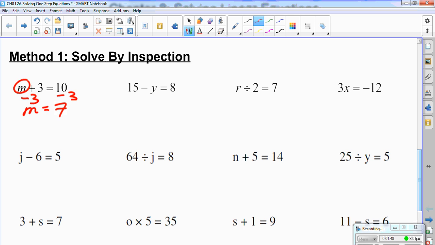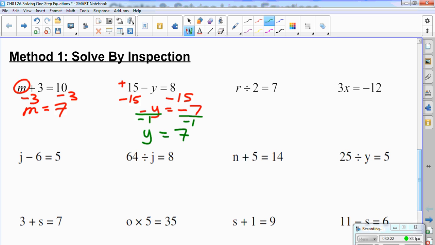Let's do another one. This one's a little bit of a tricky example because it's minusing y. We've got 15 minus y equals 8. So I'm going to get rid of the 15 by minus 15. Minus 15, negative y equals 8 take away 15. That is negative 7. I'm just going to divide both sides by negative 1, because I don't want to know what negative y equals. I want to know what just y equals. So y equals positive 7.